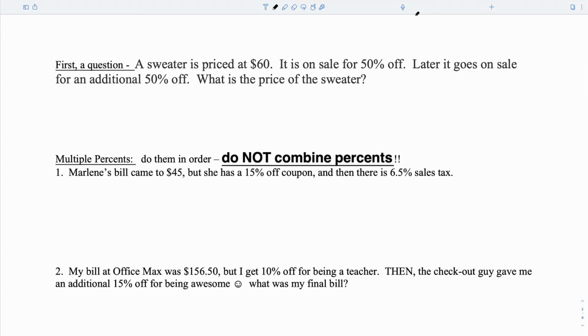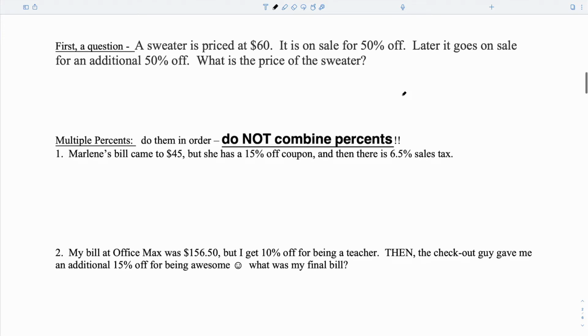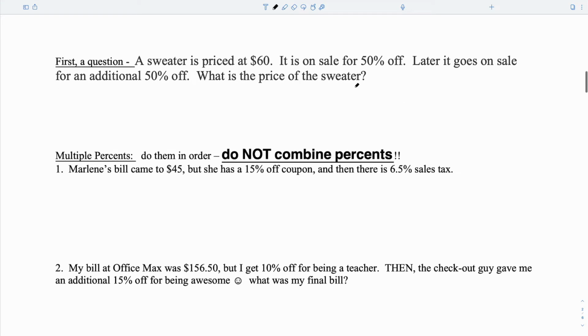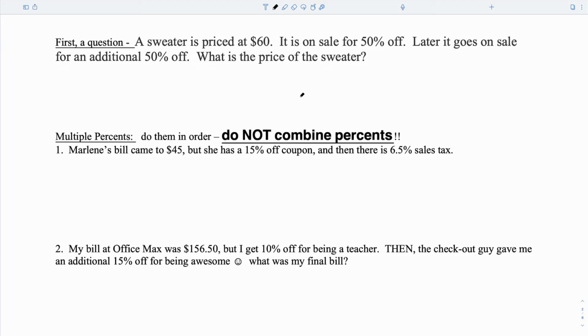Okay, so we have two debates going. It seems about half of us think this would be free. The other half are thinking it's going to be pretty cheap, but not quite free. Why do you think that, Carson? So it's not free because you do 50% off of 60, which is 30, and then it's 50% of 30. So the answer is $15.